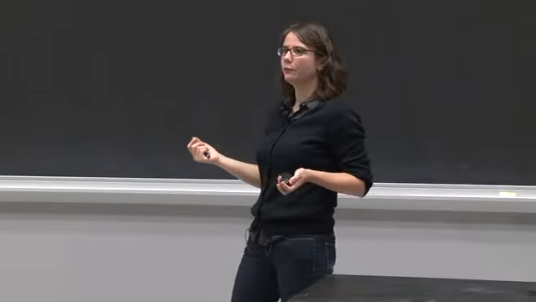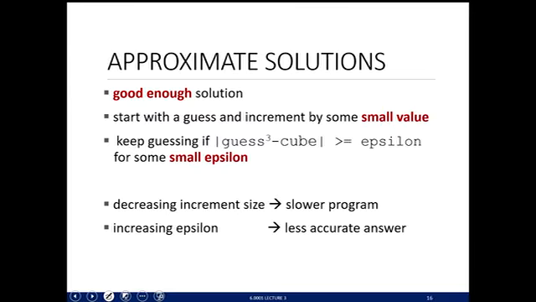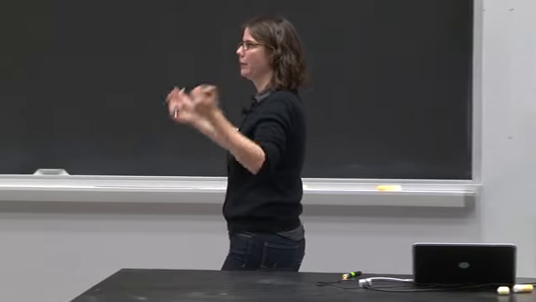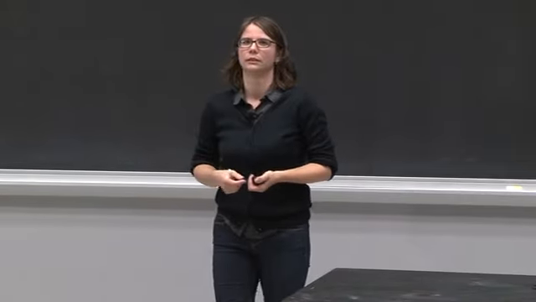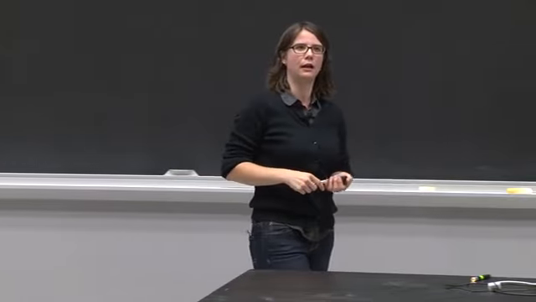So this is where we're okay with having a good enough solution. In order to do that, we're going to start with a guess and then increment that guess by some small value. Start from 0 and start incrementing by 0.001. And just go upwards from there, and at some point you might find a good enough solution.